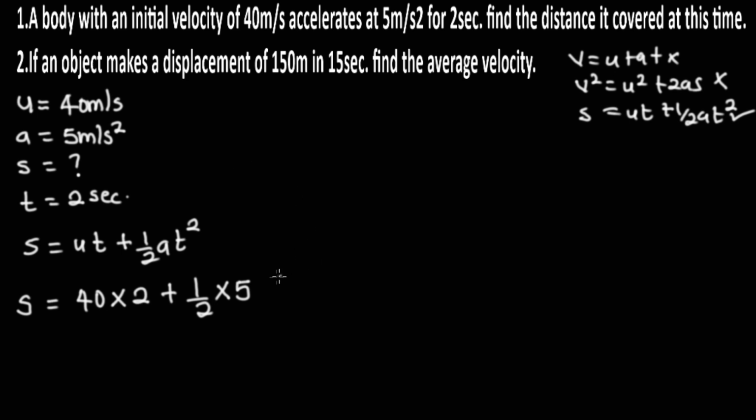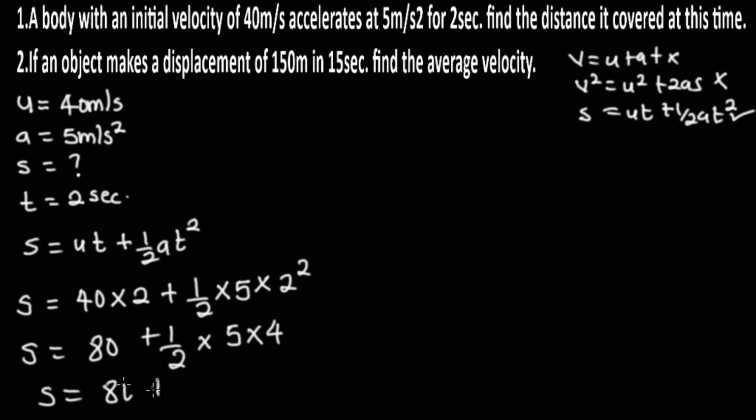Acceleration is given as 5, and the time is given as 2 squared. So we can now say s equals 2 times 40, which gives us 80, plus half times 5 times 2 squared. 2 squared gives us 4, and 5 times 4 gives us 20. So s equals 80 plus half times 20.